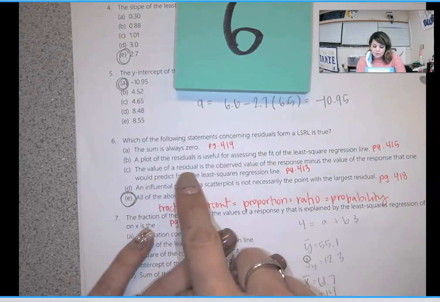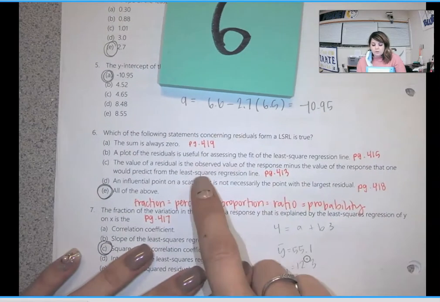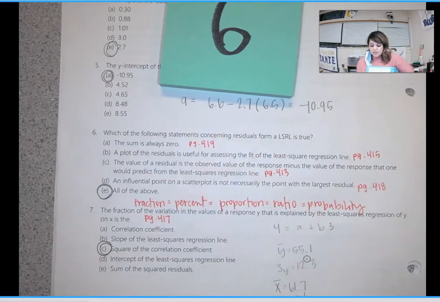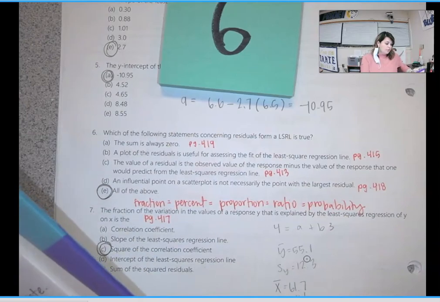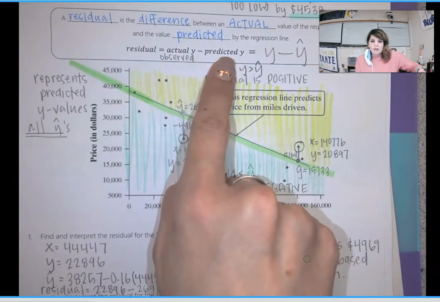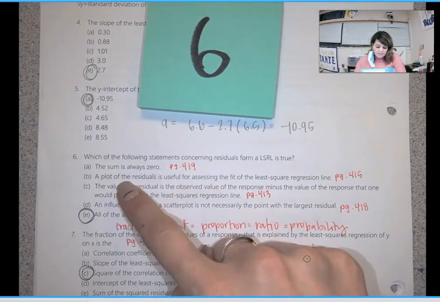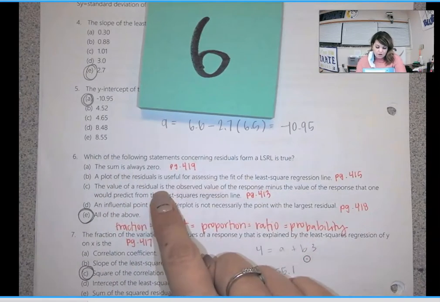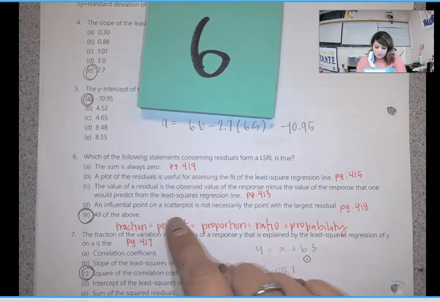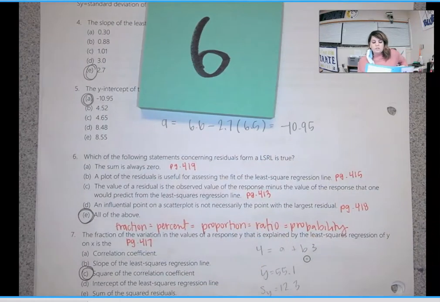The value of a residual is the observed value minus the predicted value when using the least squares regression line. On page 413, observed or actual value minus predicted value. So B and C are true. An influential point on a scatter plot is not necessarily the point with the largest residual.